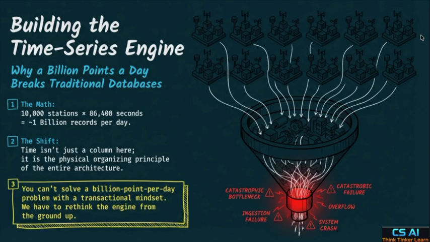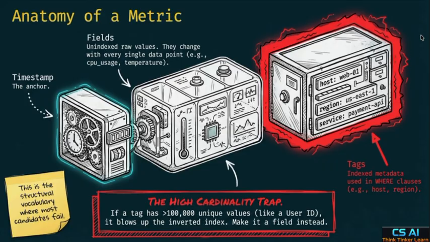Okay, let's move on to why a billion points a day breaks traditional databases. To build a time series engine, you have to master the structural vocabulary. A metric has three parts. First, the timestamp, the physical anchor of the data. Second, fields. These are the unindexed raw values like temperature that change constantly. Third, we have tags, indexed metadata like host or region used in where clauses.